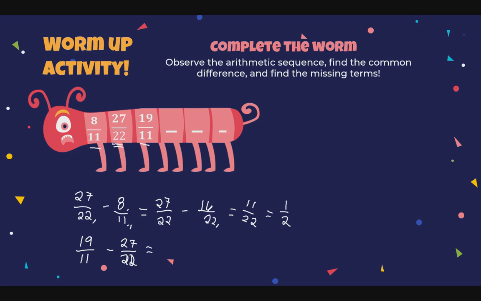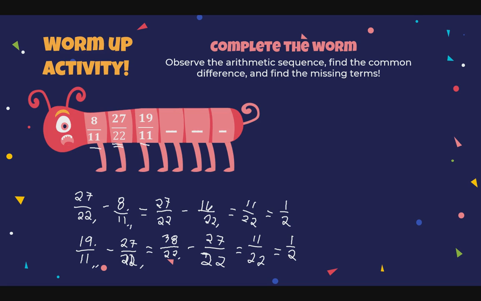Just like the first one, we need to get the LCD. The LCD is just the same as the first set of fractions. So 22, and we will just copy 27 over 22 because it already has a denominator of 22. Now we will divide 22 by 11 to convert 19 over 11 to a fraction with 22 as a denominator. So 22 divided by 11 is 2 times 19 is 38. And 38 minus 27 is 11 over 22, which is also equal to 1/2.